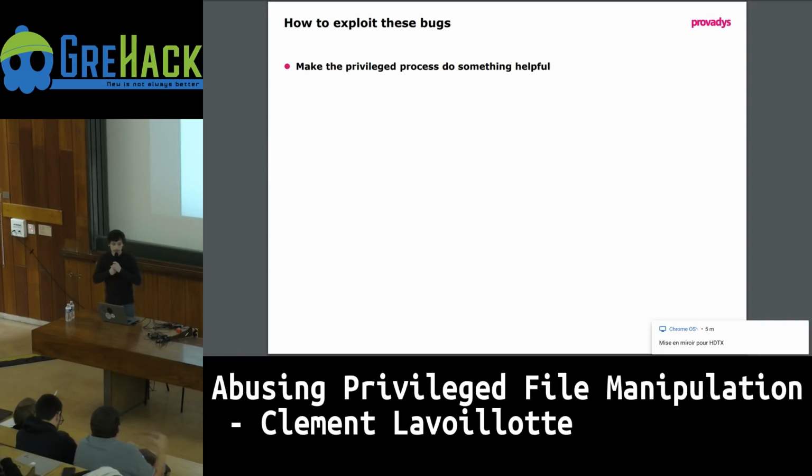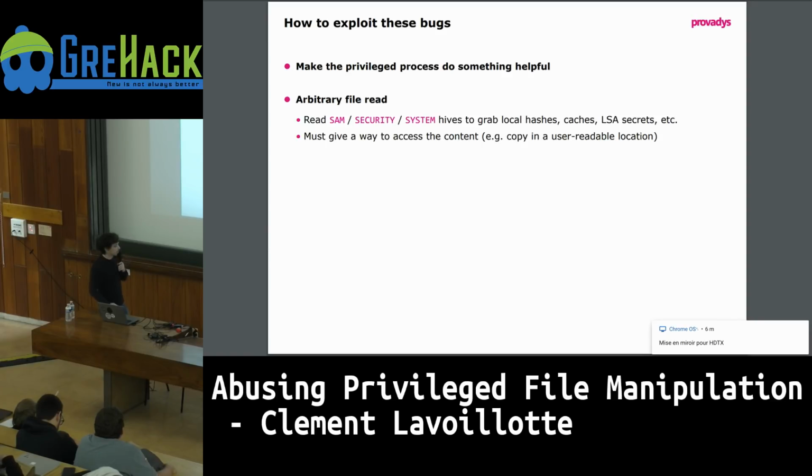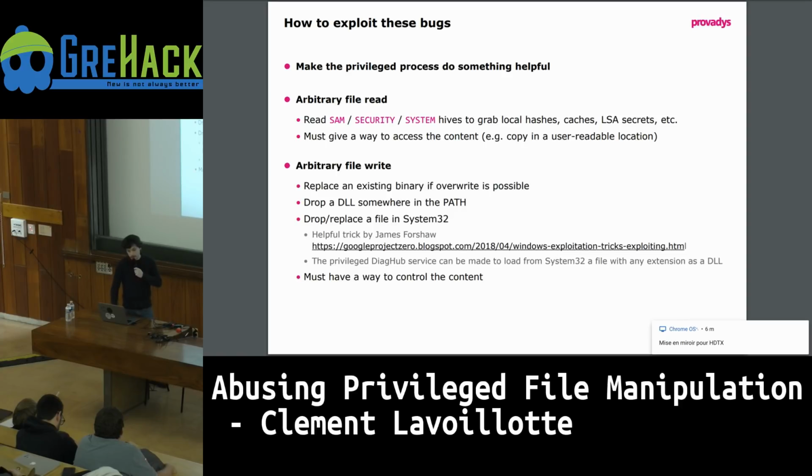And to exploit these bugs, we basically want to make the privileged component do something that is useful for us, the attacker. So, for instance, if we have an arbitrary file read bug, we can try to read one of the registry hives to grab the secrets that are stored inside them, like, for instance, the administrator's password hash. And if we have an arbitrary file write, the usual way is to either replace an existing binary or to drop a DLL in the path and try to hijack another privileged process, to gain code execution in a privileged process.